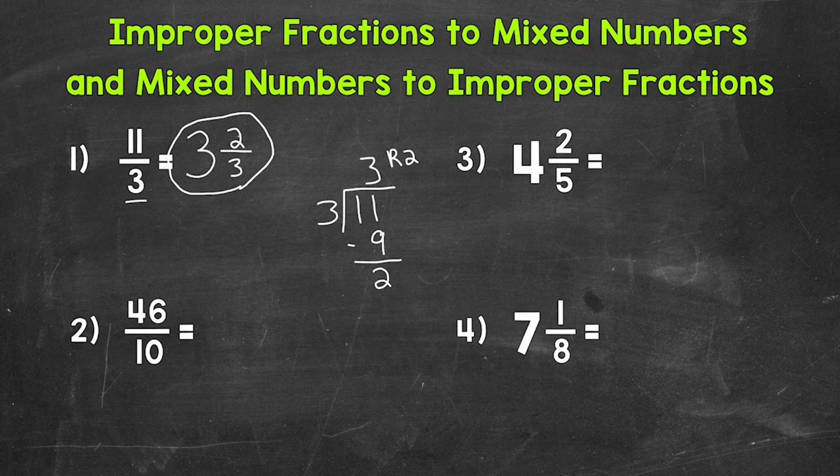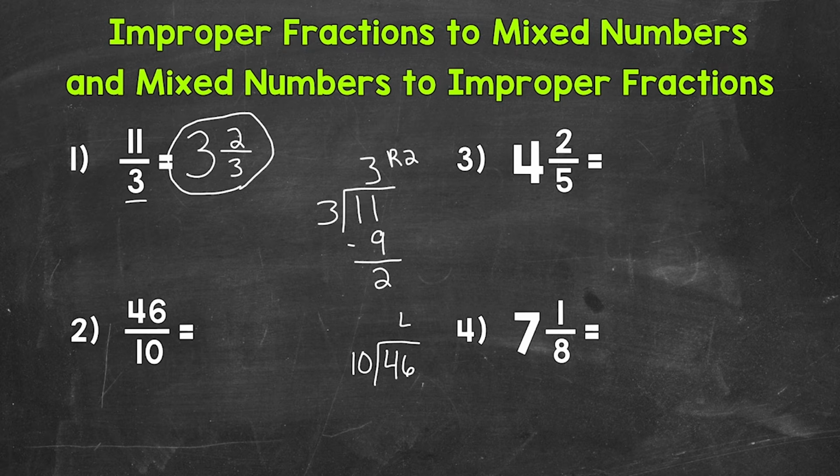Let's move on to number 2, where we have 46/10. So again, we need to divide 46, the numerator, by 10, the denominator. Let's write this one out as well. So we have 46 divided by 10. So we need to think, how many whole groups of 10 do we have in 46?